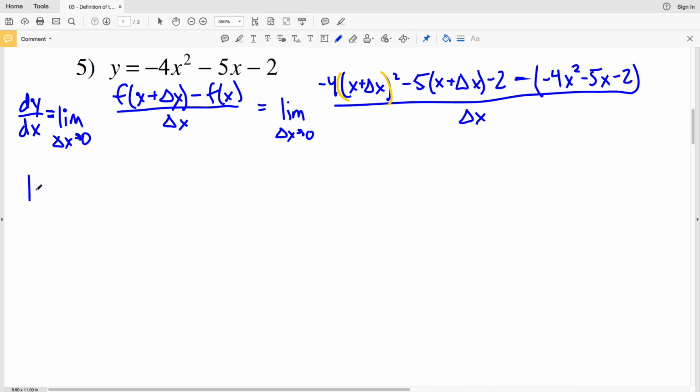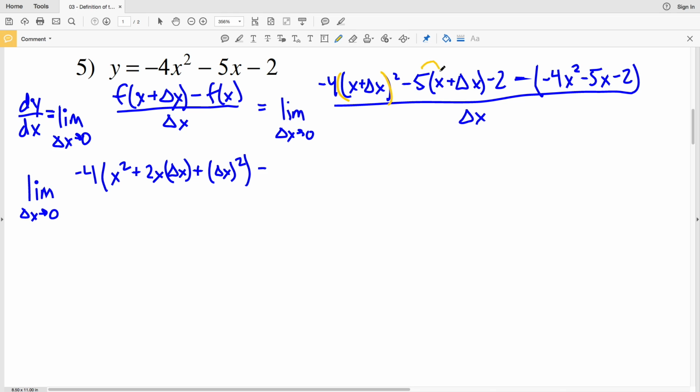So I'll have the limit as delta x approaches 0 of negative 4 times, the first terms is x squared, plus x times delta x plus x times delta x. That's the outside terms, and the inside terms is going to be 2x times delta x. And then I'm going to add that to my last terms multiplied together, which is delta x times delta x, which is delta x squared. And then I'm going to subtract.